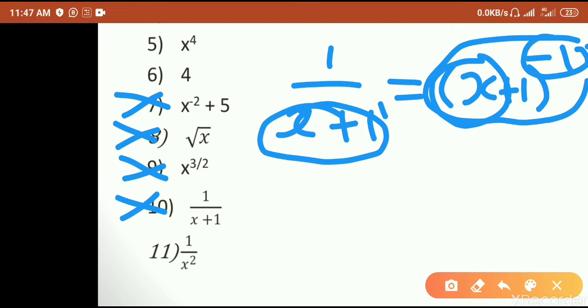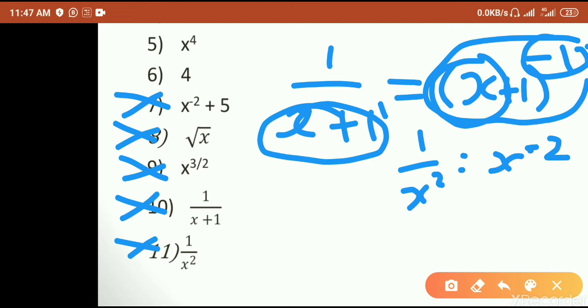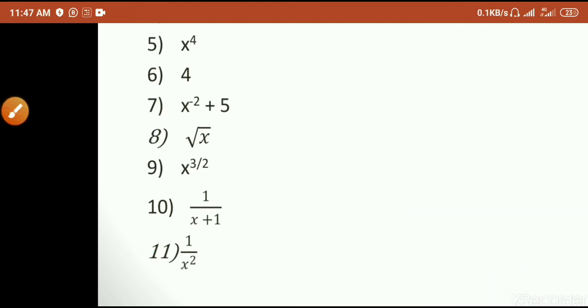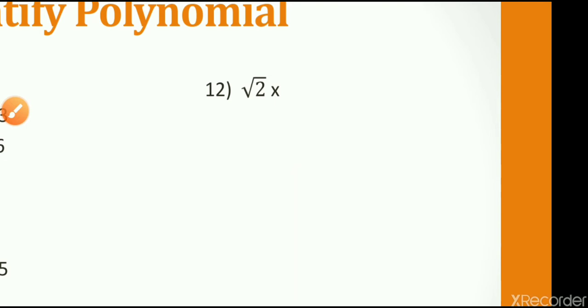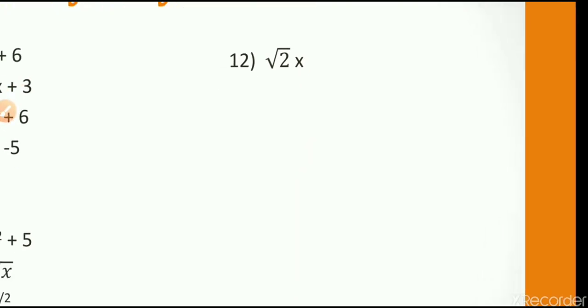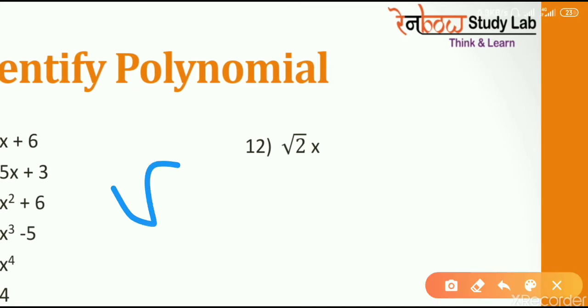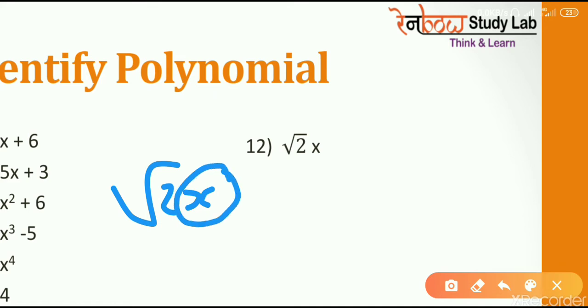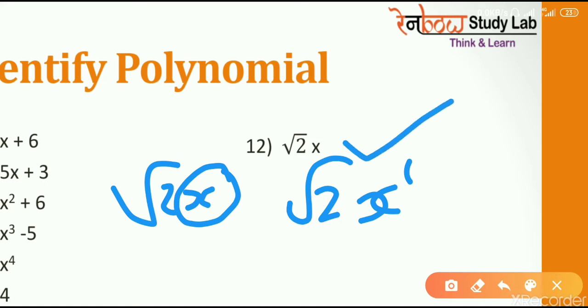Okay, what about 11th? Already discussed, 1 upon x square will be written as x raised to minus 2. Minus 2 is not a whole number, therefore no, it cannot be a polynomial. Okay, I hope I have given few good examples so that you can understand. Now what about this 12th one? Very important question. Here the question is under root 2x. Don't forget, I'm not talking about the power of your coefficient. We are only comparing the power of the variable. What is the power of x here? Just 1. 1 is acceptable as a whole number. So root 2x is a polynomial.